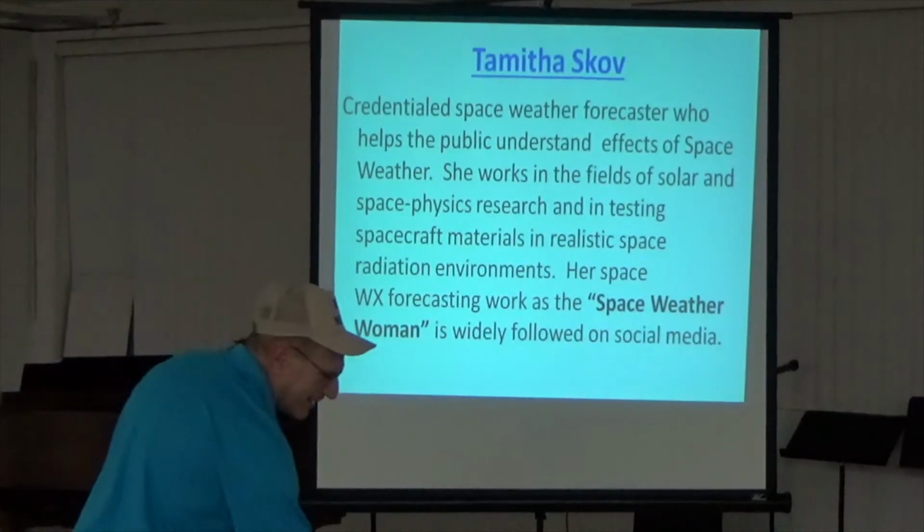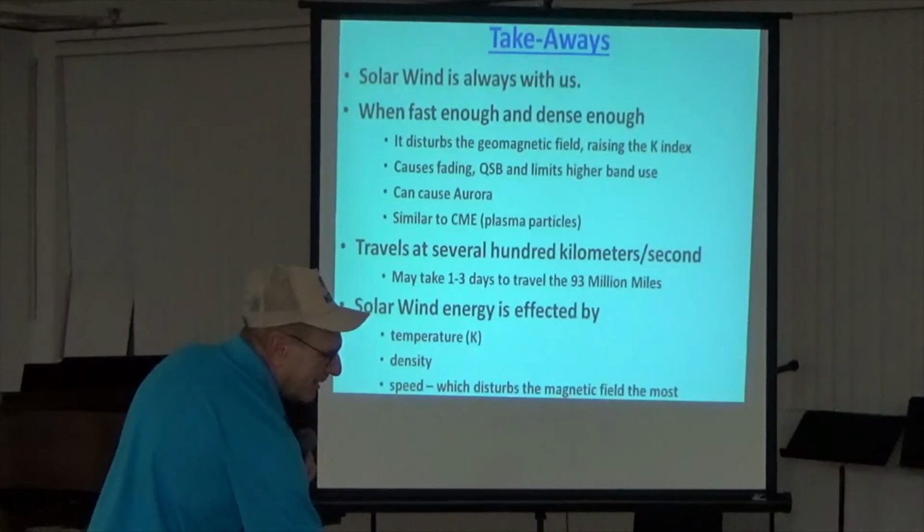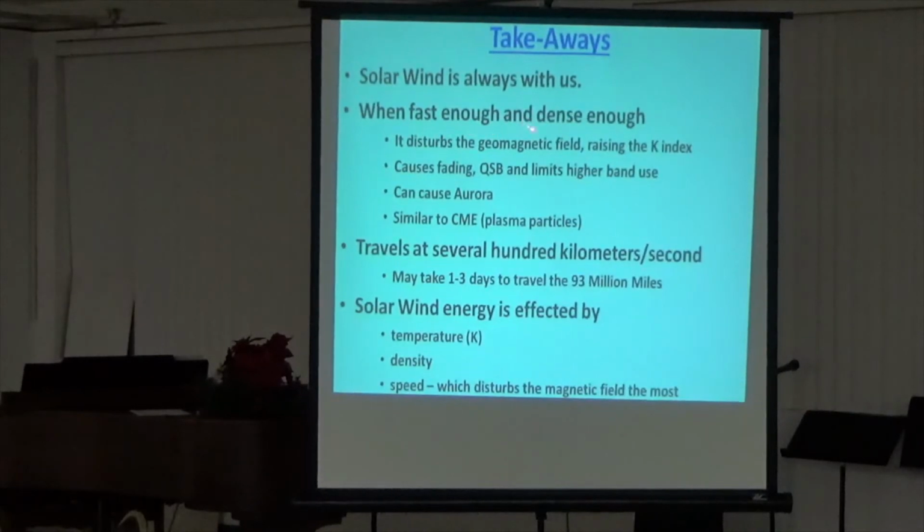Cool. Yeah. Just to finish up, these are basically the takeaways from our discussion tonight. The solar wind is always with us. It doesn't help us, but it does affect the propagation we have here. When fast enough and dense enough, it disturbs the geomagnetic field, raising the K index, and it'll cause all kinds of fading, QSB, and other things, especially on the higher bands, where the maximum usable frequency, the MUF, is kind of depressed. It causes aurora, and it's similar to a CME.